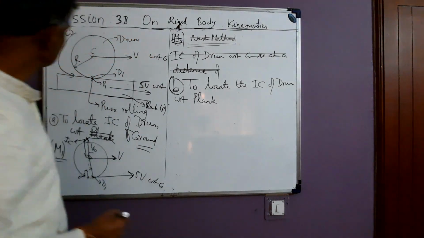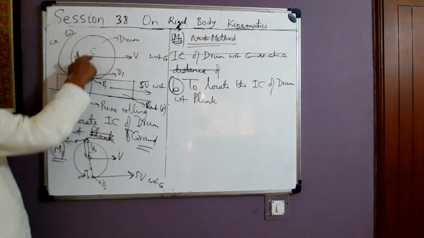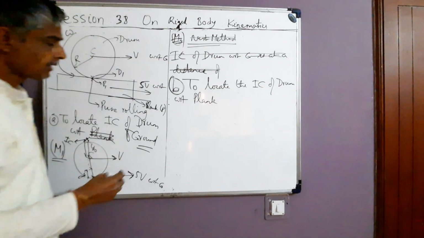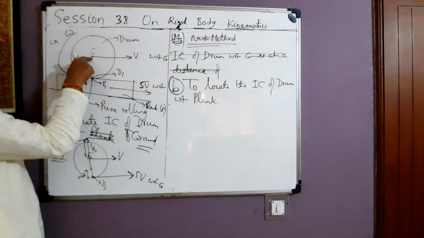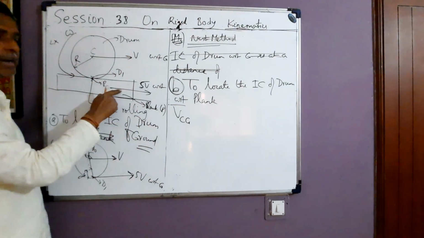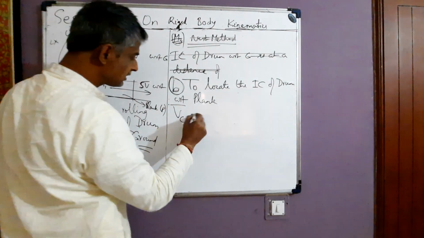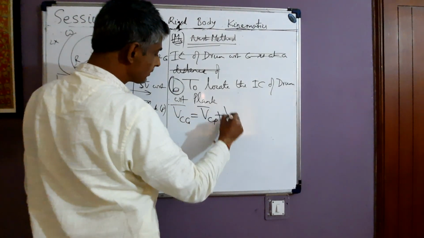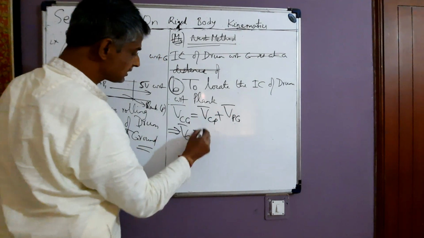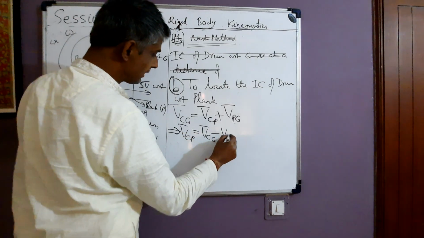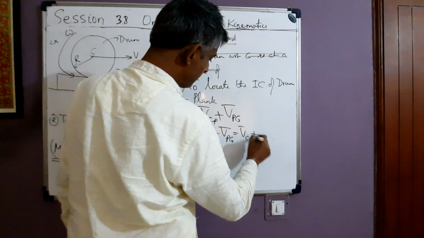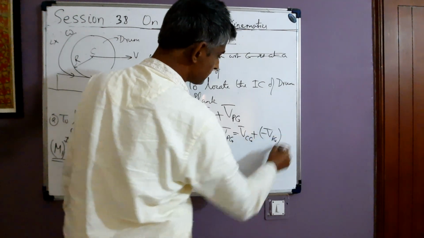So first we should determine the velocity of C and D1 of drum with respect to plank and omega of drum with respect to plank. First we determine the velocity of center C of drum with respect to plank. We write the translating frame formula because the plank translates with respect to ground. VCG is equal to VCP plus VPG. So VCP is equal to VCG minus VPG.